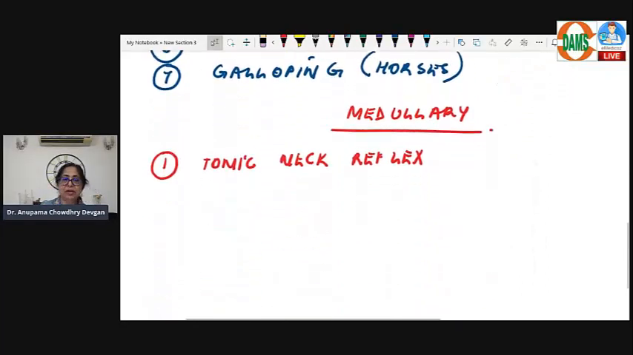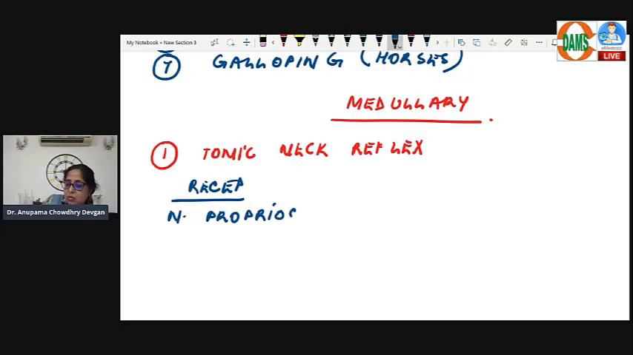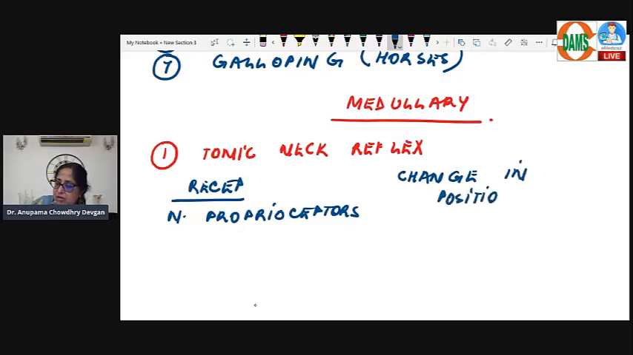Medullary reflexes. Which are the medullary reflexes? This is called tonic neck reflex. In this case, the receptors for the tonic neck reflex are the neck proprioceptors. Change in the position of the neck causes a change in posture.